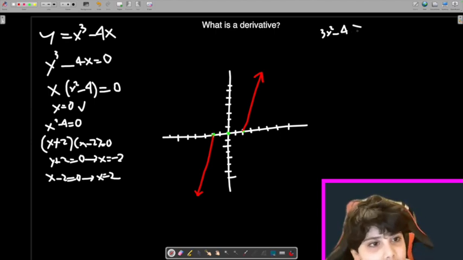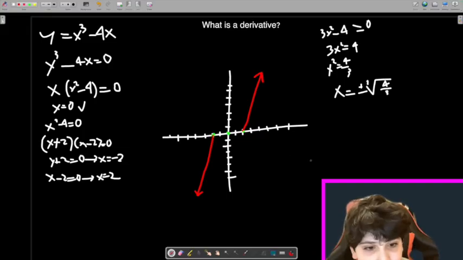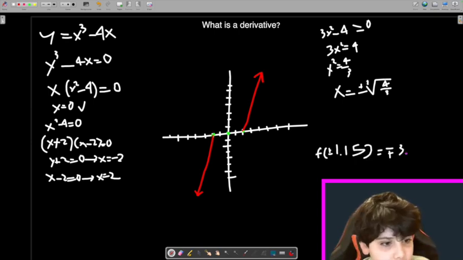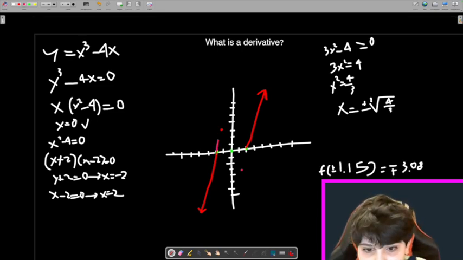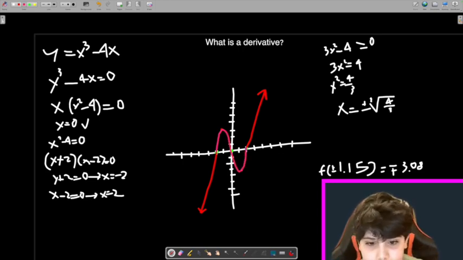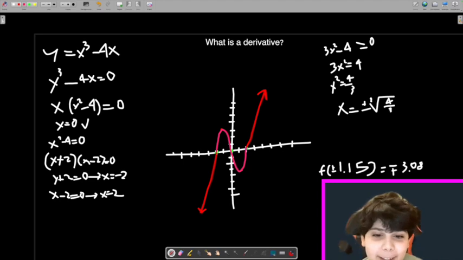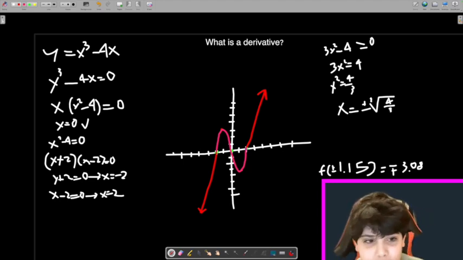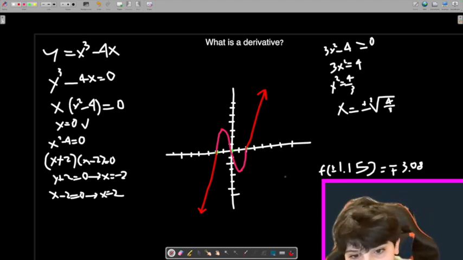So let's set this equal to 0. Now let's find the y values for those. It's equal to minus plus 3.08. So now we can connect it. We can go like this, and then go like this, and like that. And voila! Now we know the turning points of this function. It's just that easy. That's how you can find the turning points of a function.